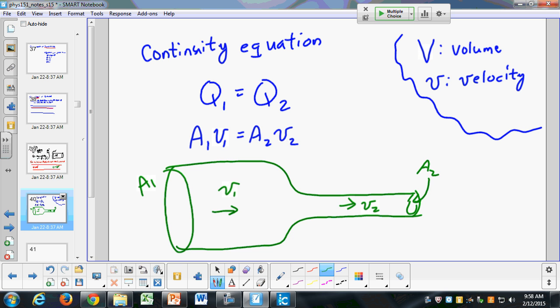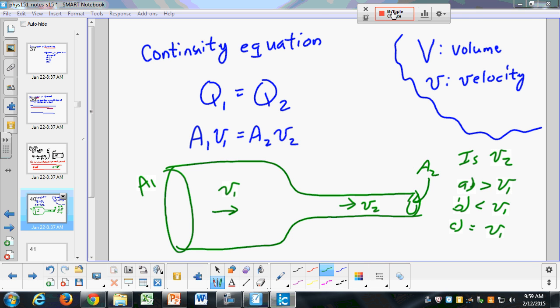I want to ask you a question. Is v2 A, bigger than v1, B, smaller than v1, or C, equal to v1? We're assuming this is an ideal fluid. It's laminar, it's irrotational, it's incompressible, it's what else? It's non-viscous basically, and it's steady. So which of these is true? Is v2, the velocity in the second portion of the pipe, greater, less, or equal to v1? How does v2 compare with v1 in light of this continuity equation and in light of being an ideal fluid flowing through this system?